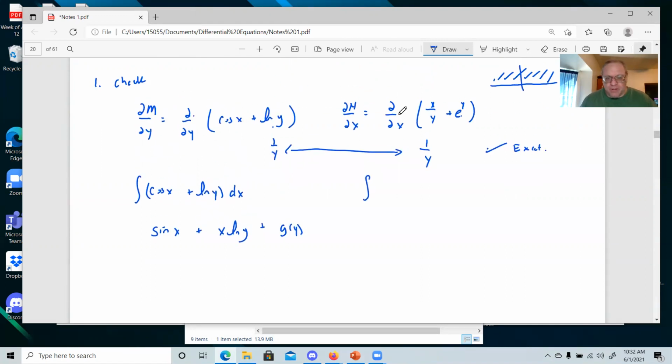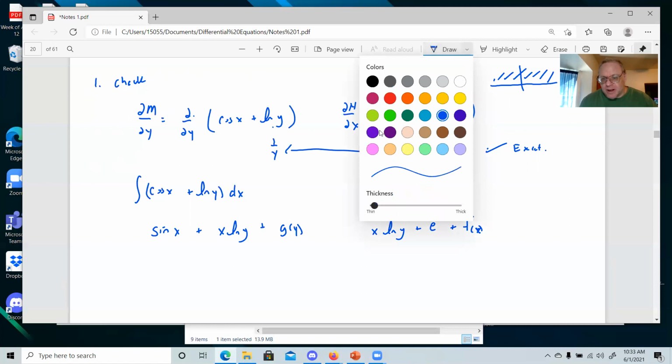Same thing on the other side. We're going to look at this one, x over y plus e to the y, and we're integrating with respect to y. So that's going to be x ln y plus e to the y plus some function with just x's in it. If I took the partial with respect to y, we come back to right here. So again, we're going to go ahead and match things up.